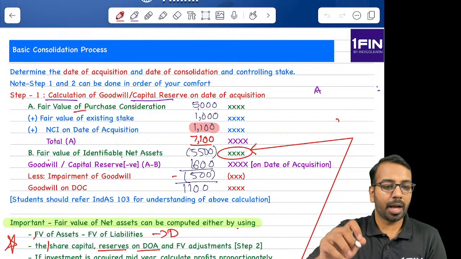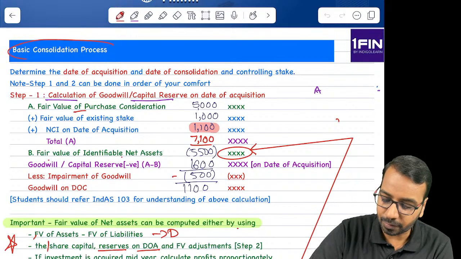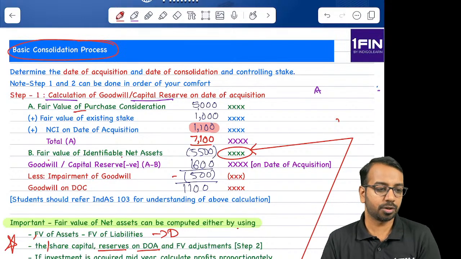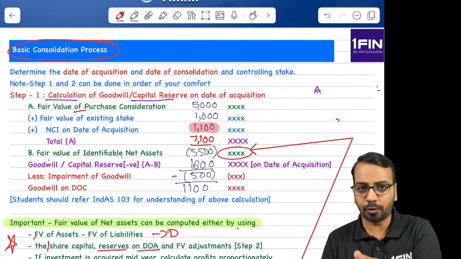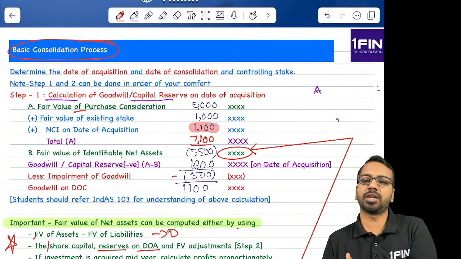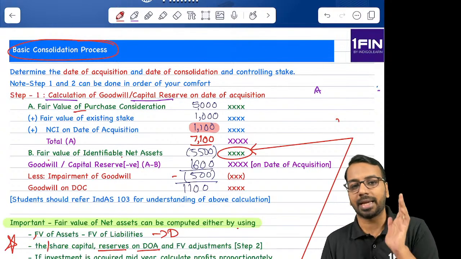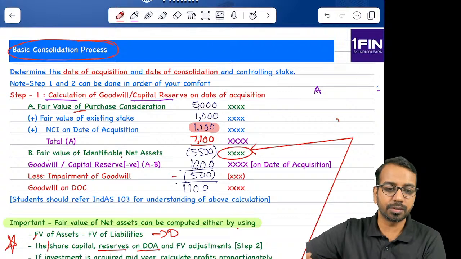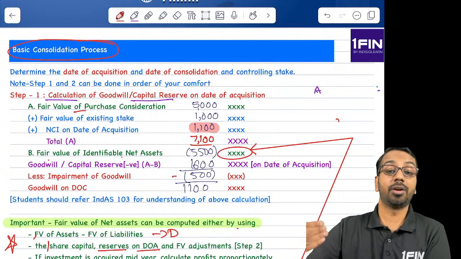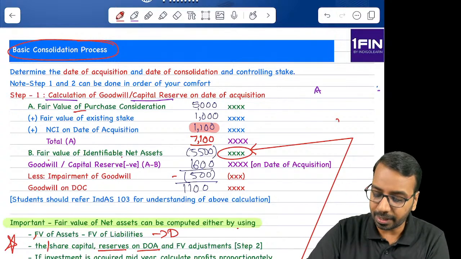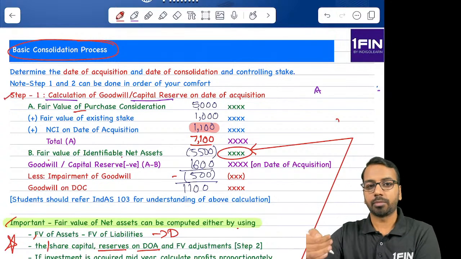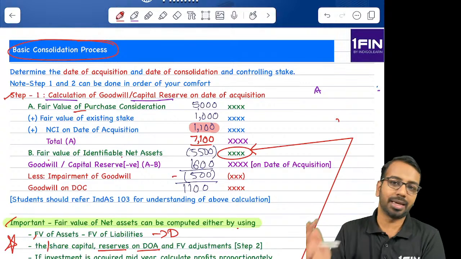Now coming to handling the questions in the examination, first you should focus on the basic consolidation process. Now what is this basic consolidation process? The steps that you should be following in a sequential manner so that you get the right answer. Now I have listed down some steps. You may have learned in a different order, that is also perfectly fine, but what you have to keep in mind is that you complete all these steps in the examination.